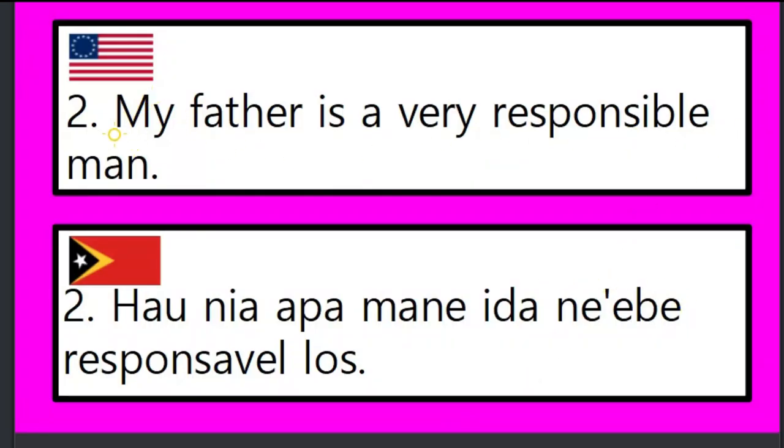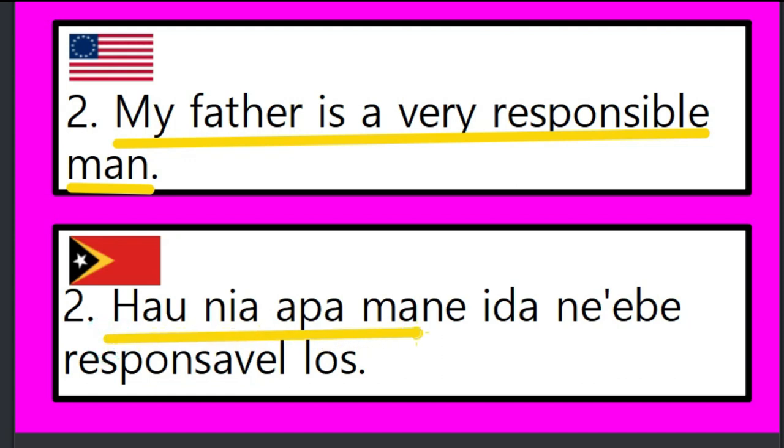Here we have number two. My father is a very responsible man. In Tetun, haunia apa mane ida nebe responsavel los. Okay, let us read it a little bit faster. My father is a very responsible man. Haunia apa mane ida nebe responsavel los.